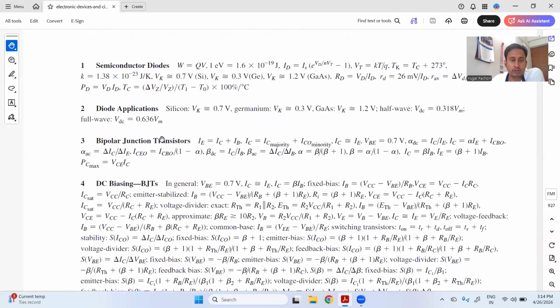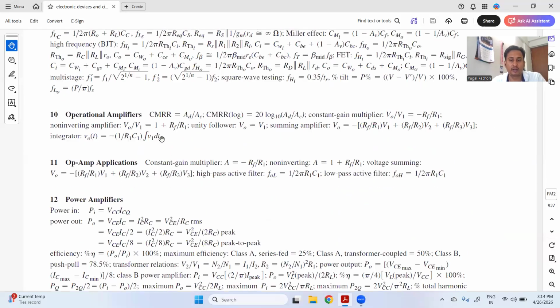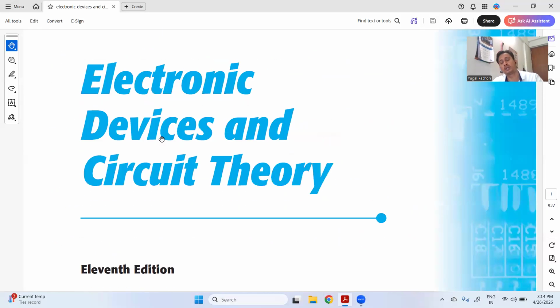So let's start our discussion today with this book. You can see these are some significant equations, which I can skip at this point of time. Let's come to the discussion. Initially, I'm discussing the introduction to applied electronics, EDC with Boylestad. With Boylestad, we are having our discussion with the book known as Electronic Circuit Theory.